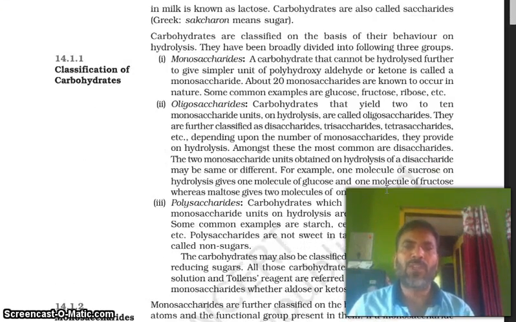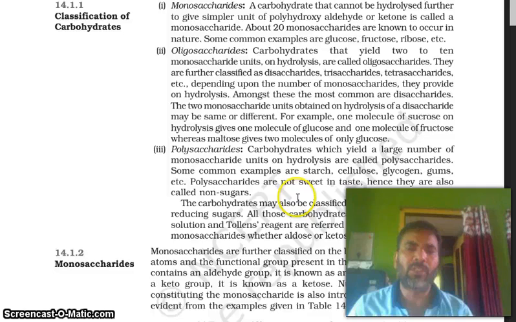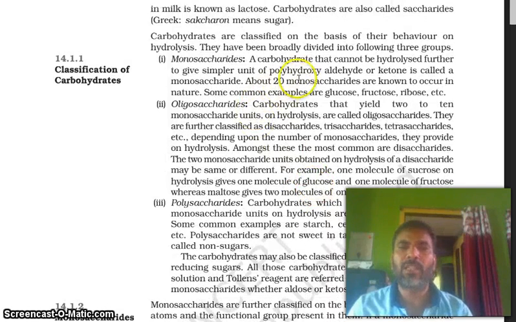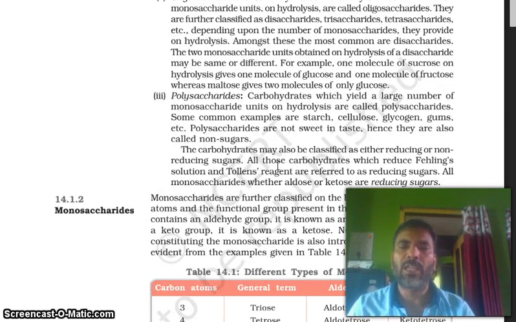Classification of carbohydrates: monosaccharide, oligosaccharide and polysaccharides. A carbohydrate that cannot be hydrolyzed further to give a simpler unit of polyhydroxyaldehyde or ketone is called a monosaccharide. Carbohydrates that yield 2 to 10 monosaccharide units on hydrolysis are called oligosaccharides. And carbohydrates which yield a large number of monosaccharide units on hydrolysis are called polysaccharides.